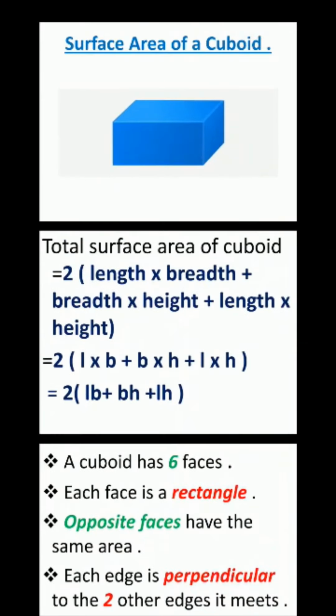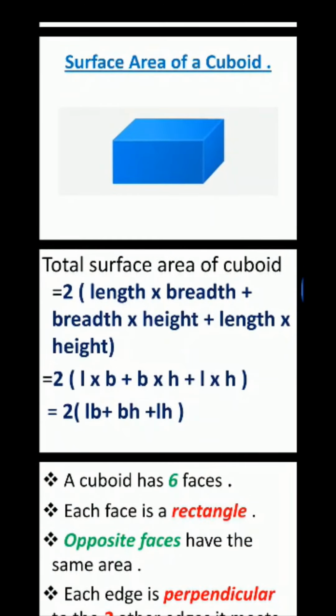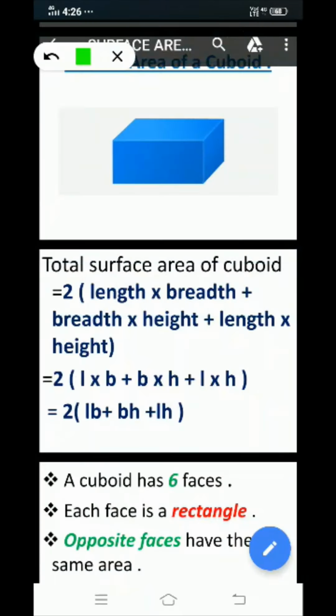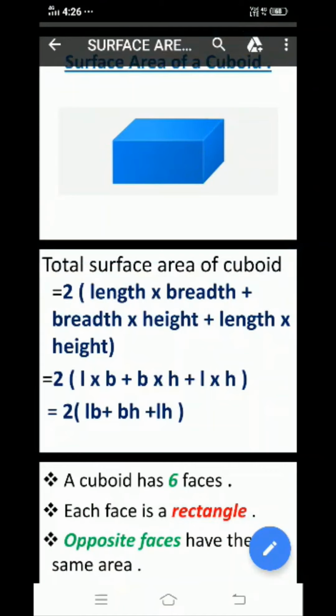See, if I want to talk about this edge, this edge is perpendicular to this edge and this edge. The other two edges meet it. Okay, it is clear to you now.